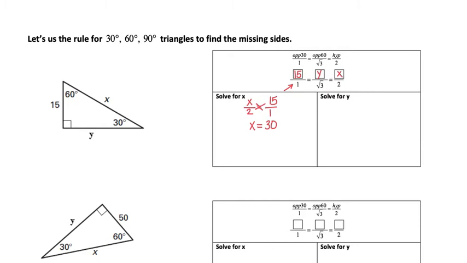Now let's solve for y. We're going to take the fraction that has y in it, y over the square root of 3 equals, and then we'll take our fraction with just numbers in it, the 15 over 1. Then we'll cross multiply. 1 times y is y. Then we'll multiply 15 times the square root of 3. Since 15 is a regular number and the square root of 3 is a square root, we'll just put them next to each other. 15 square root 3.